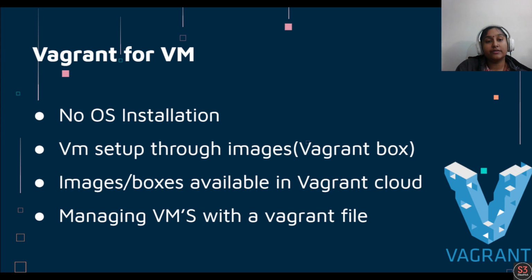Let's see Vagrant for VMs. No OS installation is needed. The VM is set up through images or Vagrant boxes. Vagrant boxes are ready-made virtual machines on Vagrant Cloud, which will get downloaded, and Vagrant will bring up the VM for us. Images and boxes are easily available on the Vagrant Cloud site.